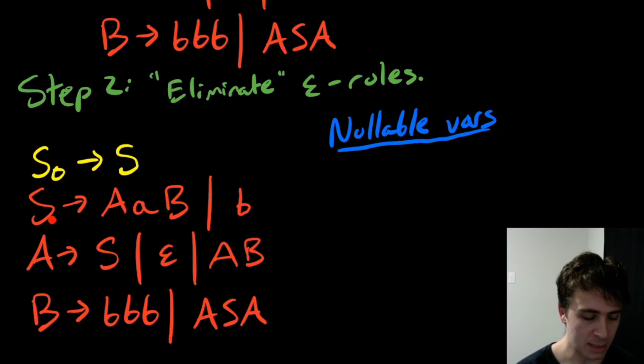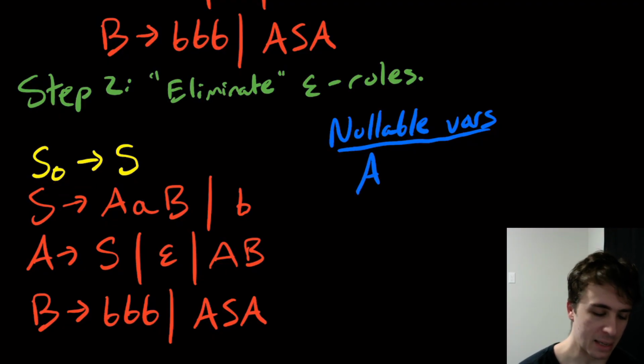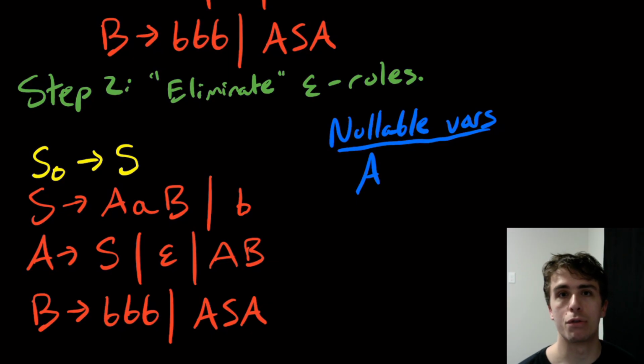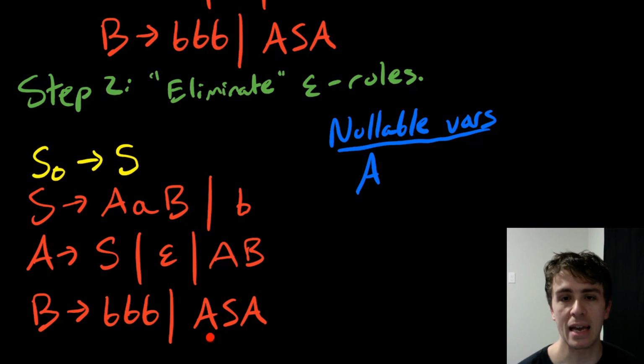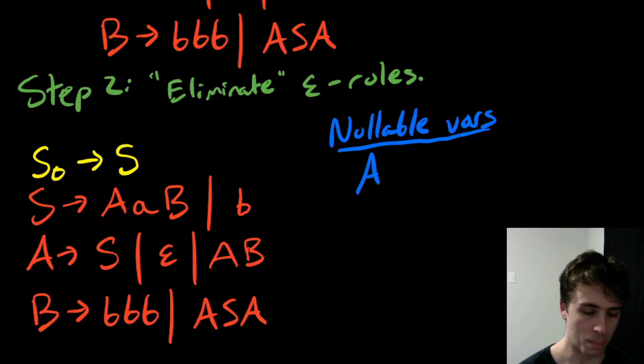B doesn't make it directly, S doesn't make it directly, S0 doesn't make it directly. So A is definitely on that list. But now we've got to go through the rest of the grammar and see if any of the other variables can be made nullable. If we look at B right here, this rule doesn't have any variables at all. This one has two occurrences of A in it, but it has this S right here, so we can't immediately say that it is nullable. If we find out later that S is nullable, then we can say B is nullable, but we don't know if S is. So let's look at S.